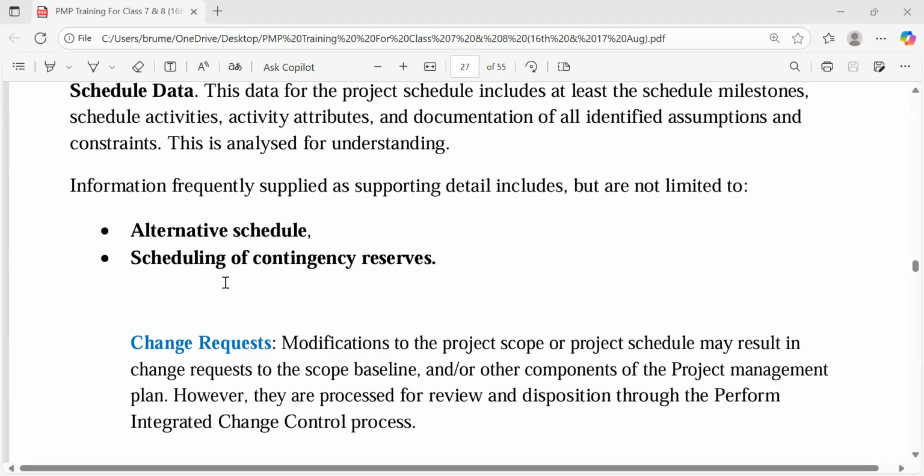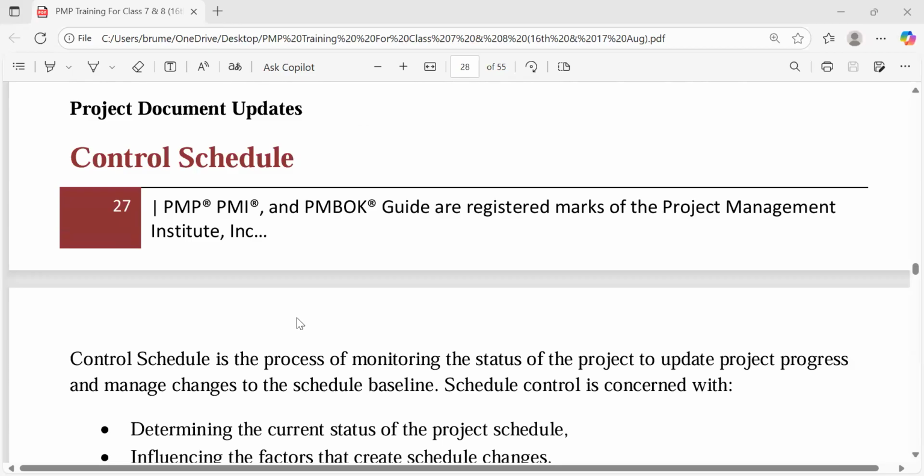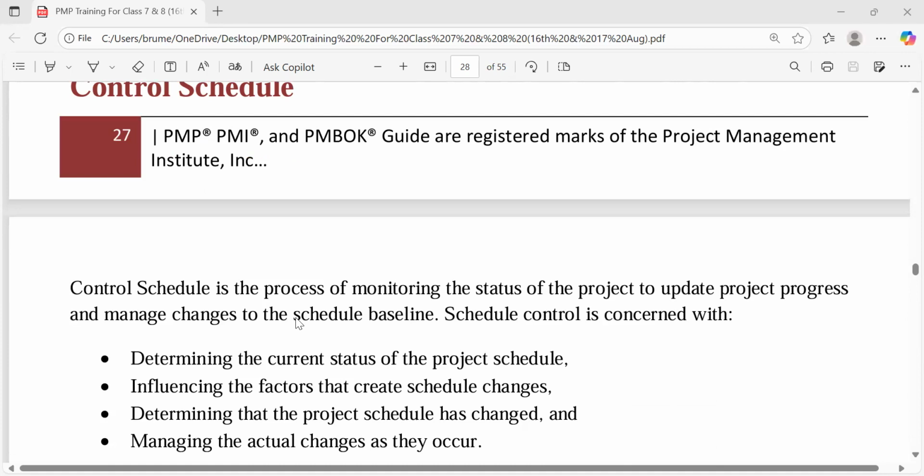So that's about that. Now, at the end, the business is going. So modifications, we talked about change requests. And this brings us to control schedule. Control schedule is the last process in the project schedule management knowledge area. It is the process of monitoring the status of the project to update the project progress and manage the changes to the schedule baseline.